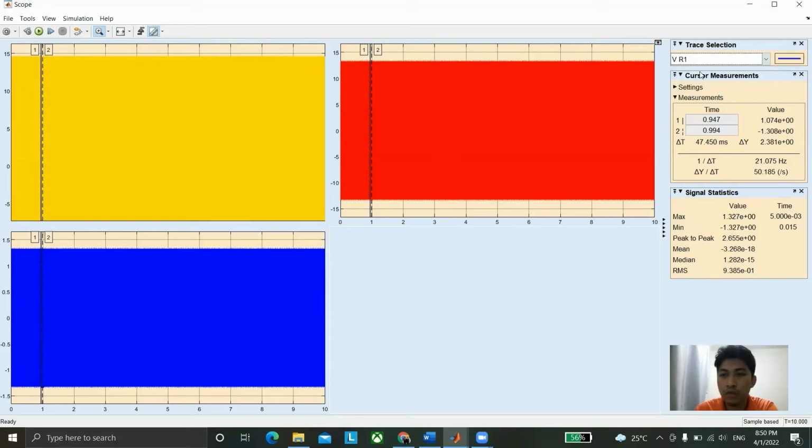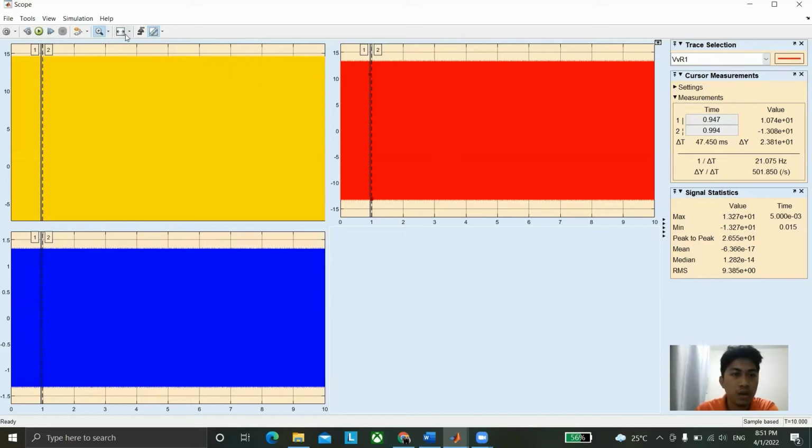Meanwhile, for the voltage of the R1, it is referred to the blue graph. Here we can see all the maximums, the minimums, and the RMS value here also. And meanwhile, for the voltage of the variable resistor 1, it is referred to the red graph. So here is maximums, minimums, and RMS value.